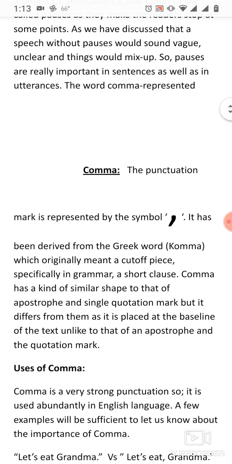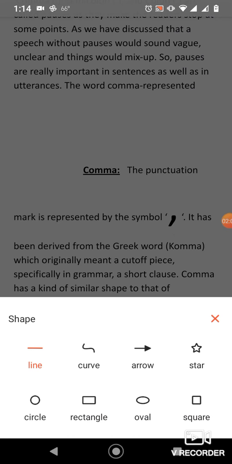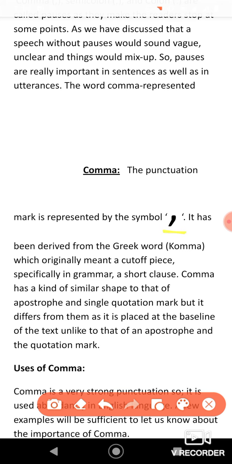A comma is a punctuation mark, just like other punctuation marks we had discussed in our previous lecture. It's represented by the symbol which I have written here. This is the symbol of comma. It's just like that of the apostrophe and single quotation mark, but the difference is it's placed at the baseline of the text, unlike an apostrophe and quotation mark, which are placed at the top of the text.